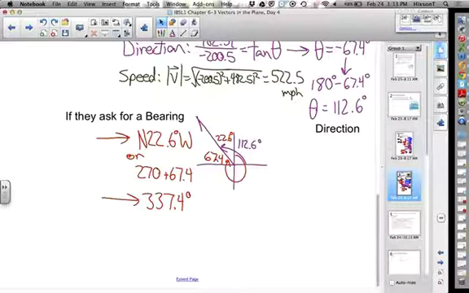Why is it 270 plus 67.4? This was a reference angle, right? 67.4. So to go from due north, we would have to go 90, 180, 270. I was starting at the other. Yeah. Pilots use these all the time. They ask, what's your bearing, and then they respond 337.4. Pilots use it all the time, so do people in ships. So navigation uses bearings all the time.